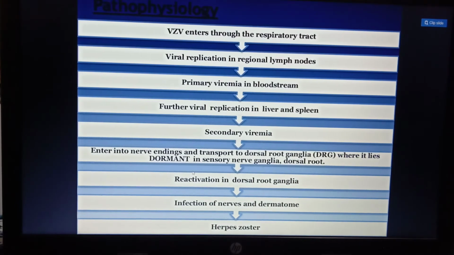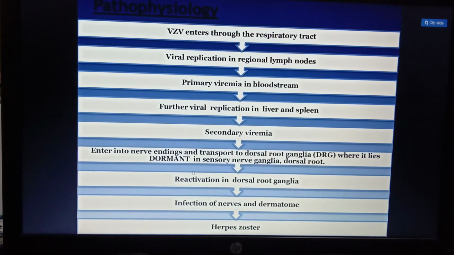Whereas the primary infection involves the blood, liver and spleen, the secondary viremia is a direct attack on our nerve endings, the dorsal root ganglia and some sensory nerve ganglia and dorsal roots. Reactivation occurs in the dorsal root ganglia, multiplication starts, and the infection of the nerves and the dermatome, meaning the skin, shows herpes zoster signs and symptoms. That is the classification of pathophysiology of the herpes zoster virus.